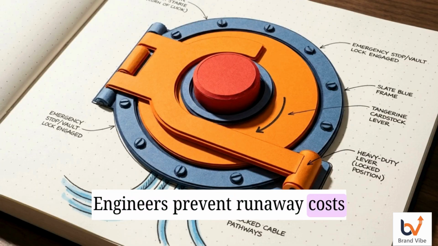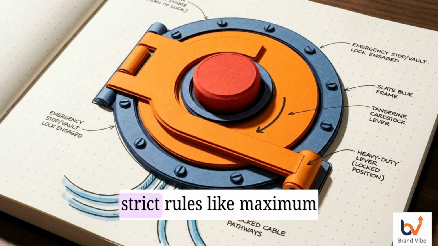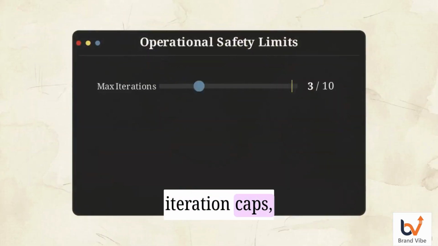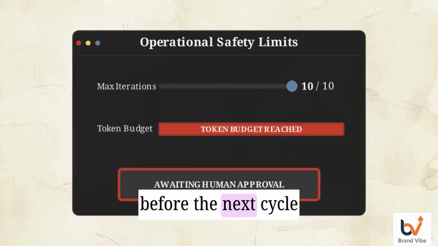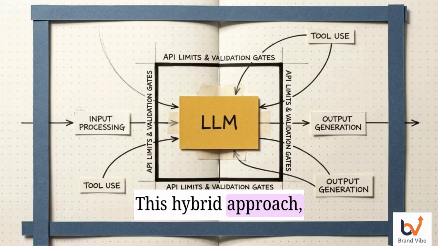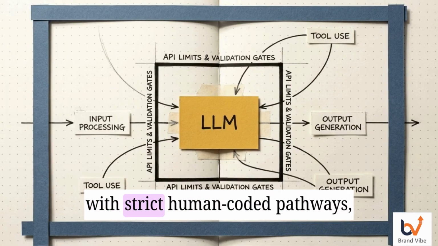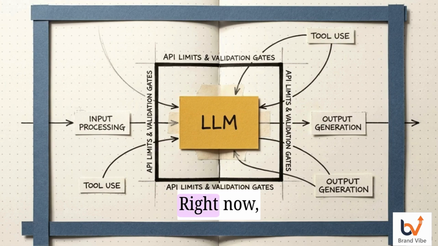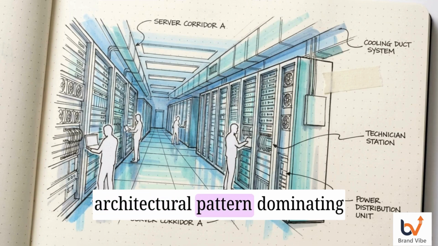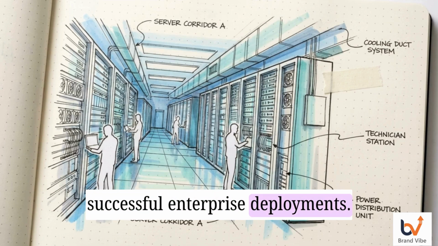Engineers prevent runaway costs by hard-coding stop conditions, strict rules like maximum iteration caps, hard token budgets, or mandatory human approvals before the next cycle begins. This hybrid approach, combining AI reasoning with strict human-coded pathways, is known as an agentic workflow. Right now, it is the exact architectural pattern dominating successful enterprise deployments.